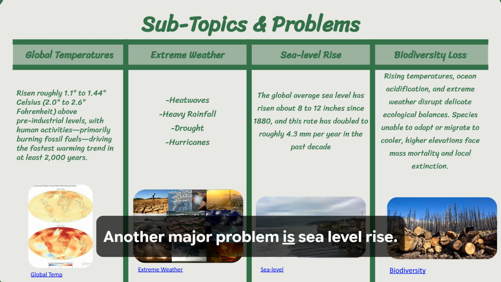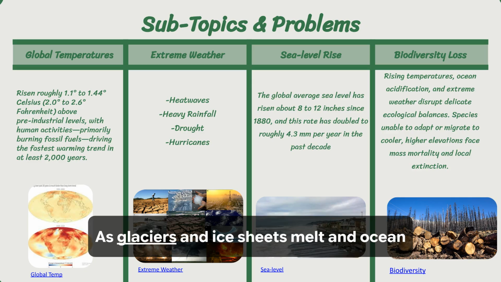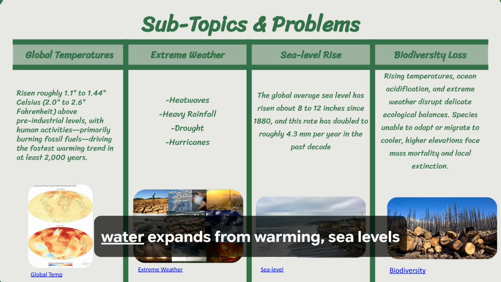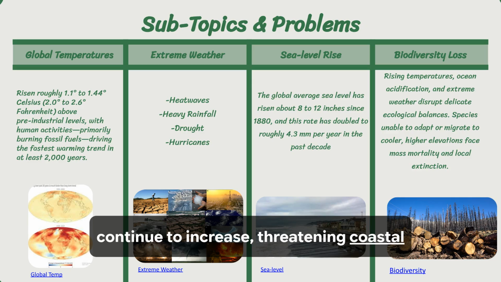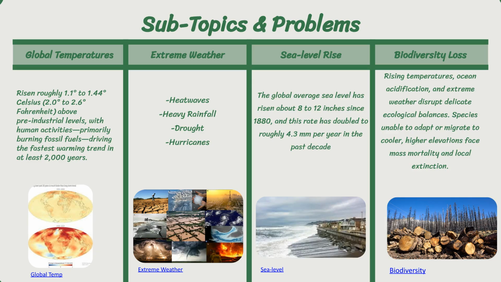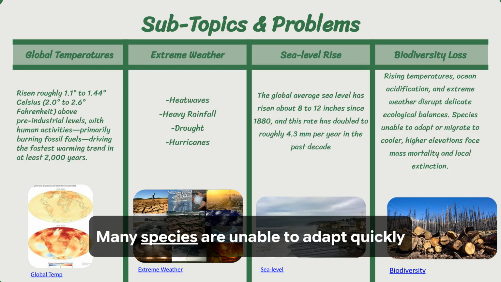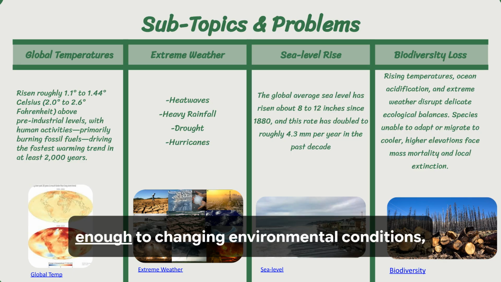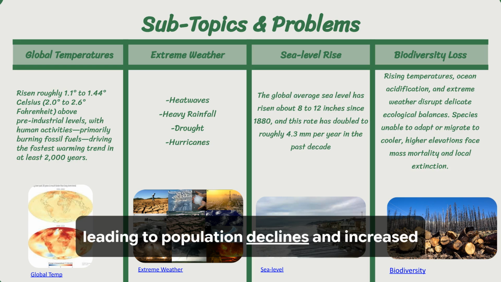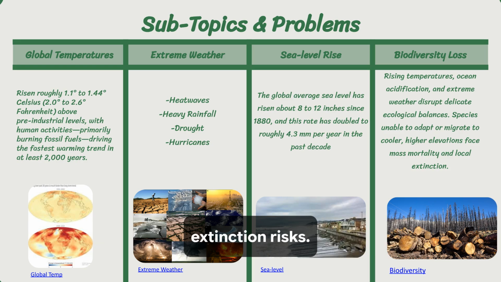Another major problem is sea level rise. As glaciers and ice sheets melt and ocean water expands from warming, sea levels continue to increase, threatening coastal communities around the world. Climate change also contributes to biodiversity loss. Many species are unable to adapt quickly enough to changing environmental conditions, leading to population declines and increased extinction risks.